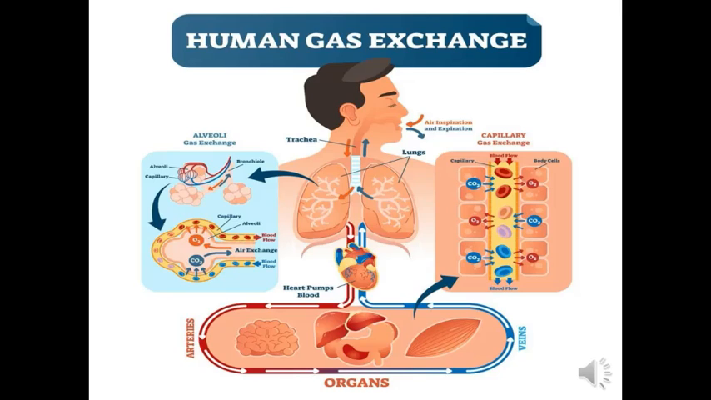Gases exchange occurs between the alveoli of the lungs and the blood capillaries. Then oxygen will be transported from the lung to the respiring tissues or other organs. After that, gases exchange occurs between the blood capillaries and the respiring tissues, and carbon dioxide will be transported back into the lung.